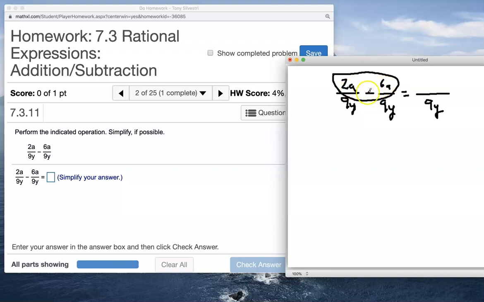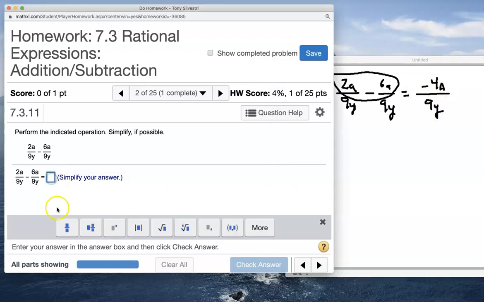But this is 2a minus 6a, which looks like it's minus 4a. And you know what? I think that's the answer. I don't think there's much you can do with 4 and 9. A's and y's don't cancel. So I'm going to put that into the computer and be happy to see a beautiful green box. Over 9y.